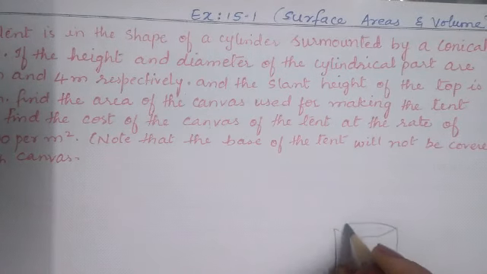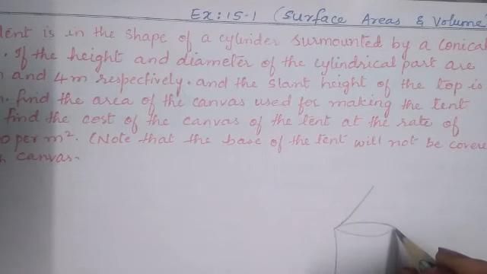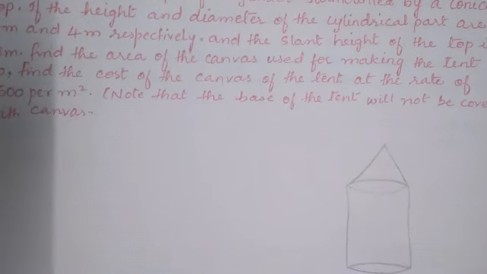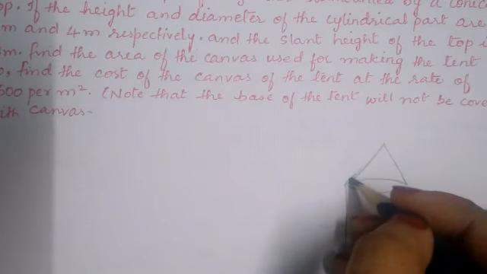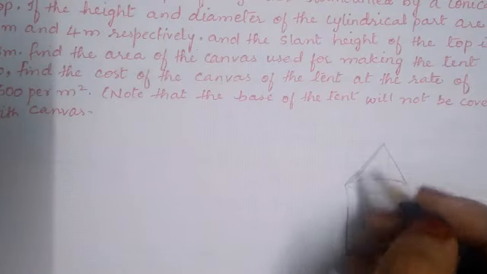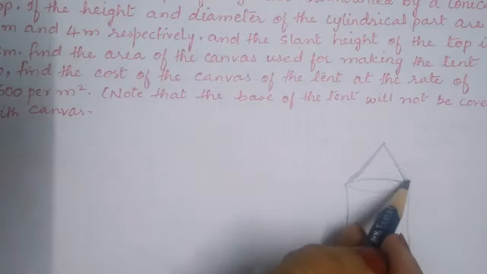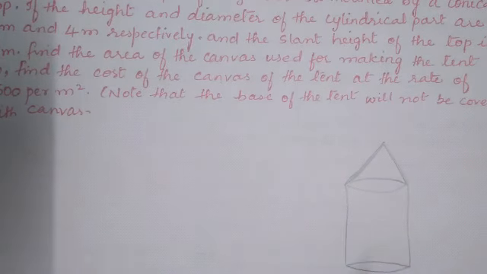Surmounted by a cone. They have told the cylinder is surmounted by a cone and it has made the tent shape. So the cylinder is surmounted by the cone and they have made the tent shape. Okay. The tent is like a mixture of cylinder and cone.